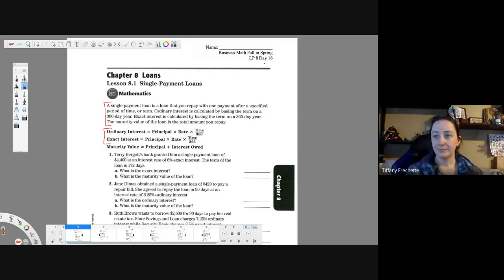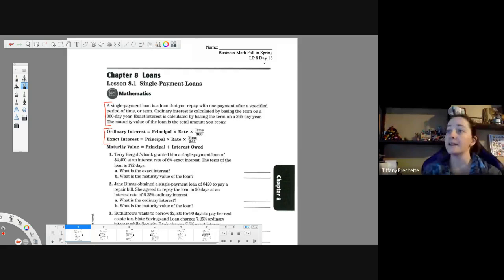All right. So Terry Bergolt's bank granted him a single payment loan of $4,400 at an interest rate of 6% exact interest. So they're telling me which equation to use. Exact interest on this one. The term of the loan is 172 days. So that's also another important piece here. What is the exact interest?